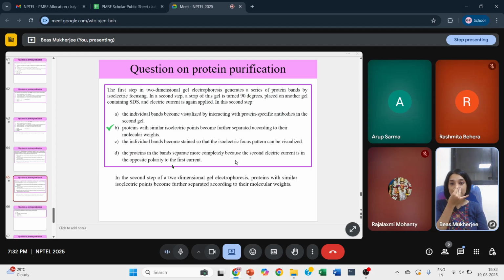In the second step of the 2D gel electrophoresis, proteins with similar isoelectric points become further separated according to their molecular weights. Now why are they talking about this 90-degree turning of the gel? Because initially the current was flowing in this direction. Now the current is flowing in this direction. So that is a 90-degree difference, right?